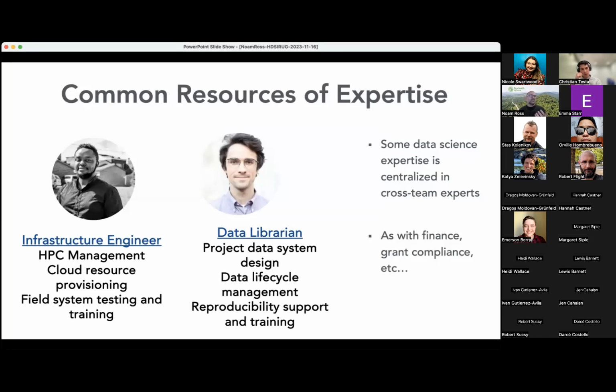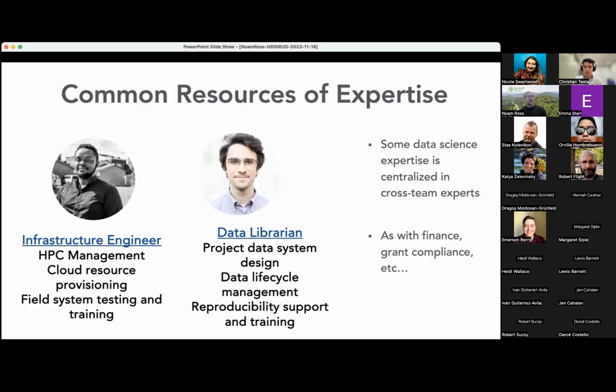The infrastructure engineer manages our compute resources, right? Being like, how do we run the big servers? Can I get a cloud service set up, a server to serve ODK within a certain region? Can I get field system testing of this thing that I'm going to set up, or training for my field teams on computational workflows? Andrew Aspira, our infrastructure engineer, is the common resource for that.